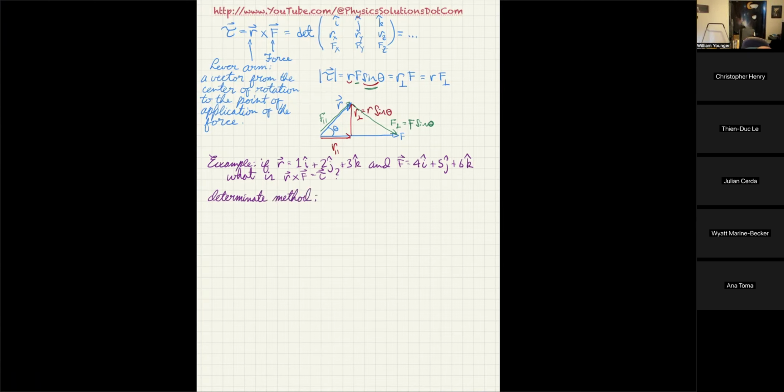Okay, so with the determinant method, torque is equal to r cross F, which equals the determinant of i hat, j hat, k hat, and then the rows of r and F.